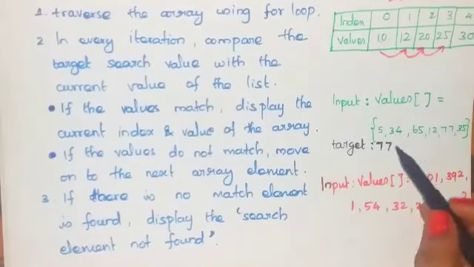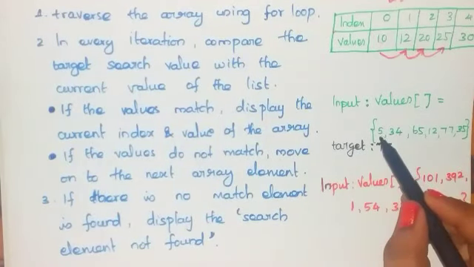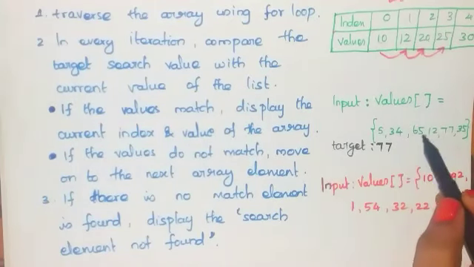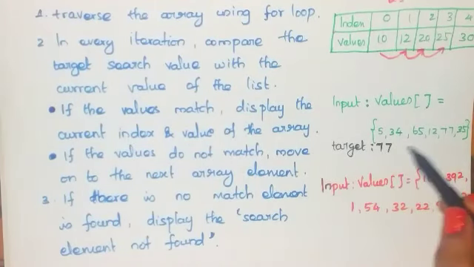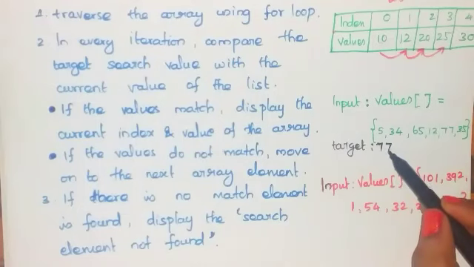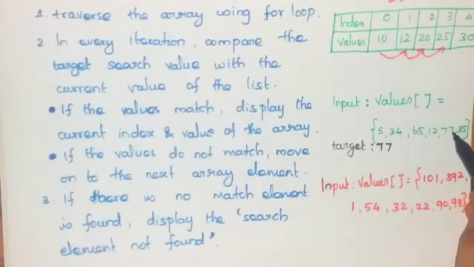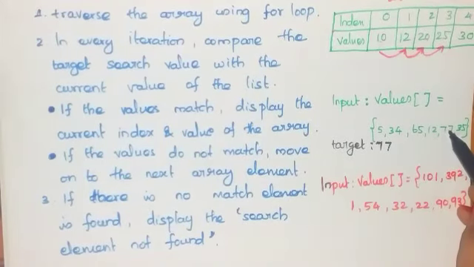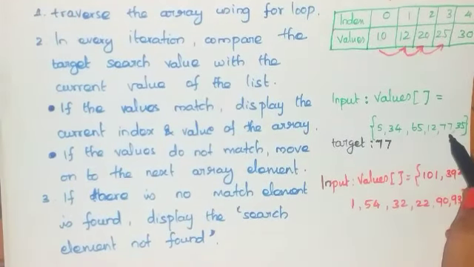Check 77 with 5, not the same. Next 34, not the same. Next 65, not the same. Next 12, not the same. Next 77. So this is also 77. So it is the same, and you found the element 77 in the list. Okay, so now what will you do?